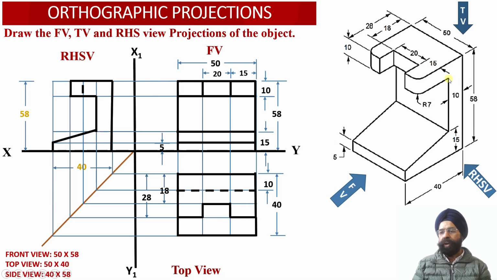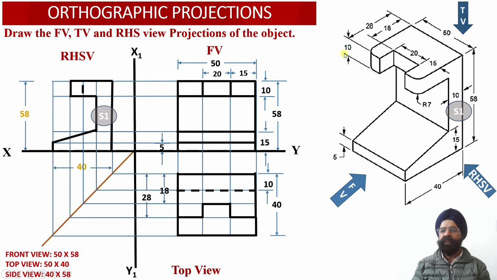Similarly, corresponding to this vertical web, one vertical rectangular web will be visible to the observer. This portion of the rectangular web is visible to the observer. And finally, this is the inclined surface which will be visible to the observer from the right hand side view. Since this surface S1 is parallel to the profile plane, we are able to observe the true shape projections of the surface S1 in the right hand side view.